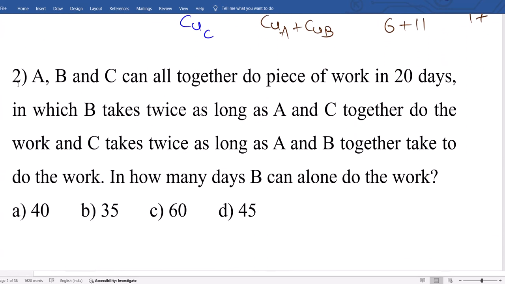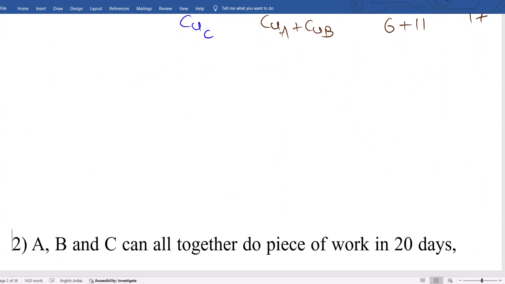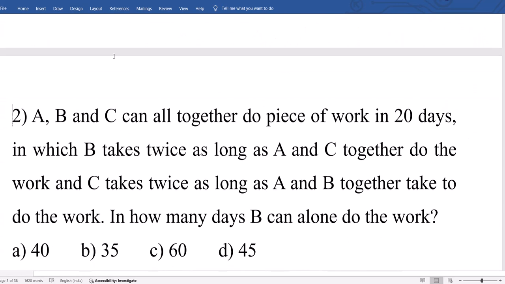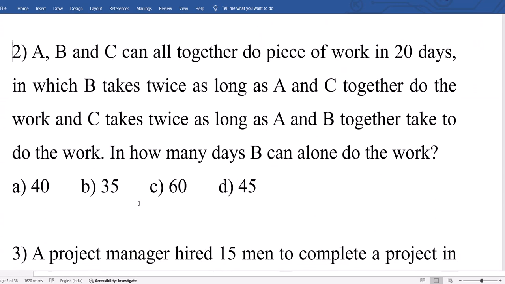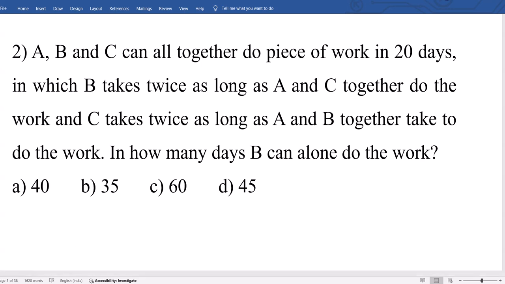Right, good question. Next question is related to time and work. Definitely you have one question related to mixtures in Cocubes platform, one question related to time and work in Cocubes platform.